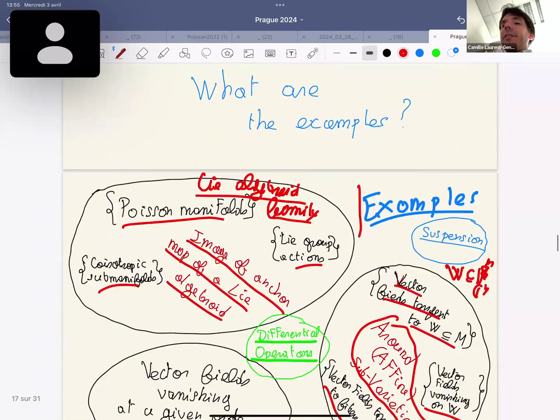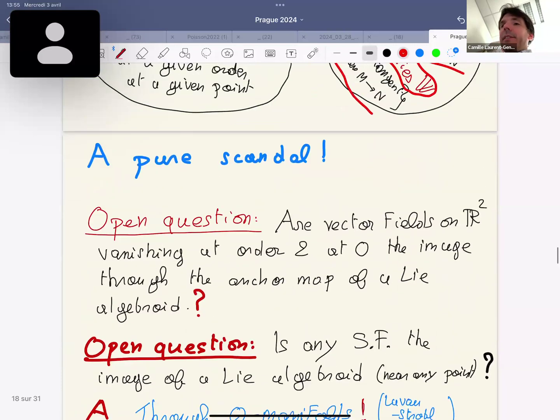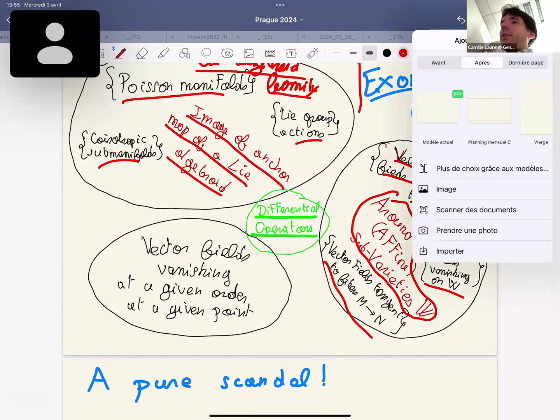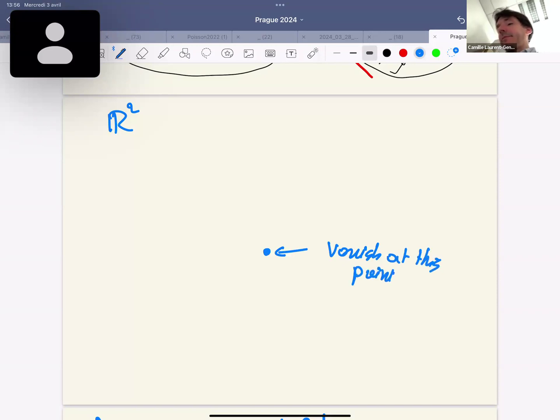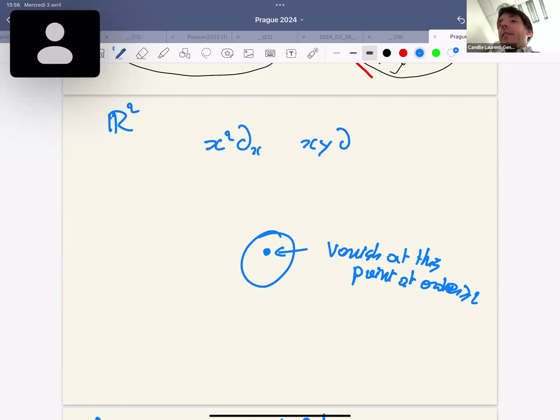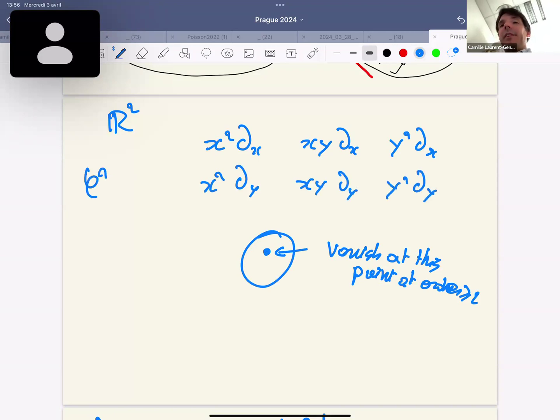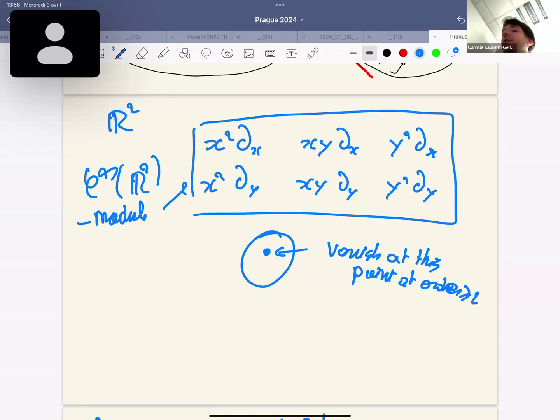Last class of examples, I'm going to explain it now. Maybe I take one more slide. It's an important one. You work, let's say, on R2, and you take all vector fields that vanish at this point at order greater than or equal to 2. This is a singular foliation. It's generated by these six vectors. You see, as a module over the smooth functions on R2, obviously, it has to be generated by these six vectors.